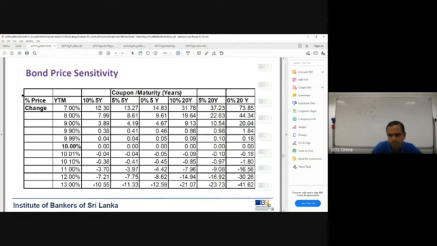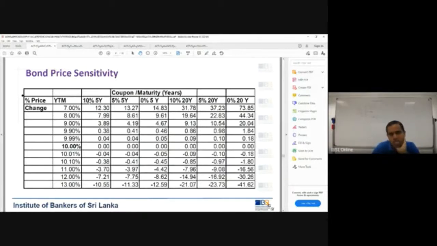Okay. So now, if you notice, the coupons are the same, both are 10%. The only difference is in the maturity, right? So longer maturity bonds are more sensitive. The same applies even if you go to 5% or 0% coupon, right? Longer maturity bonds will have a higher sensitivity. The other thing to observe is what happens if the maturity is the same, let's say 5 years, and the coupon keeps dropping, right?